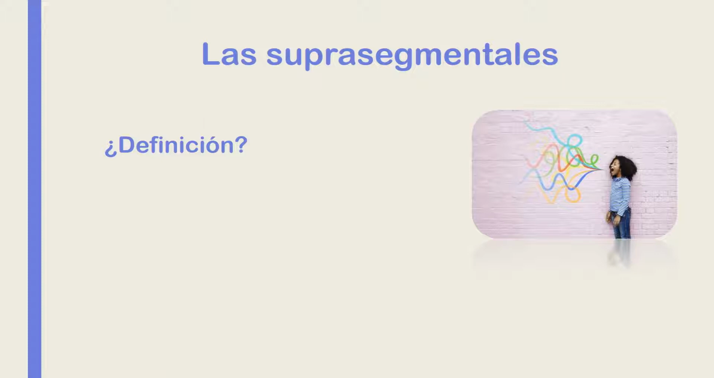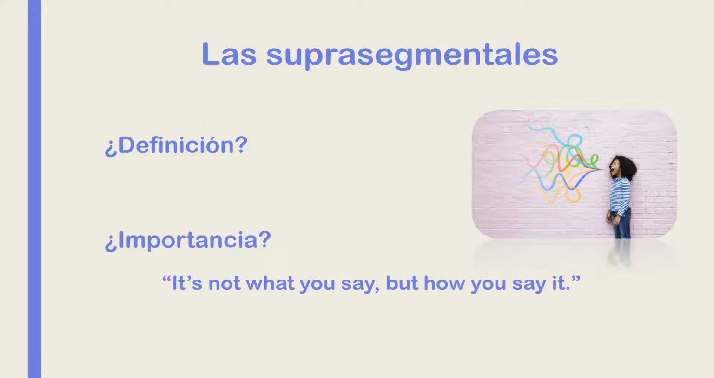So suprasegmentales, they're aspects such as speed, volume, pitch, emphasis, things that are on top of just the way you pronounce letters, but they're very important in carrying the meaning. A lot of times you've heard the phrase, it's not what you say, but how you say it. That is the case in pretty much any language. We'll talk about the specifics with Spanish and English right now.